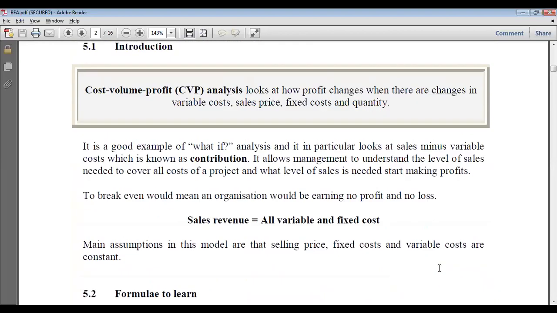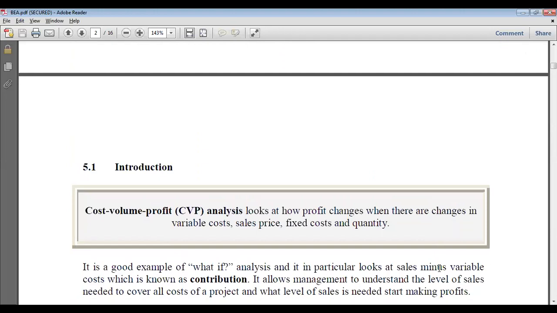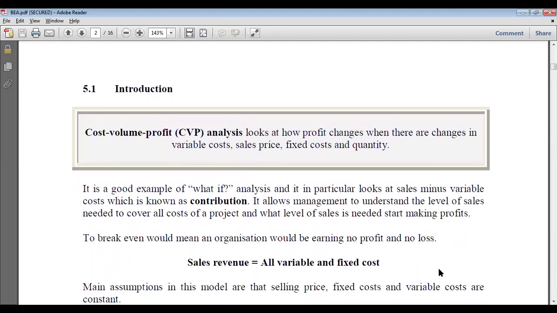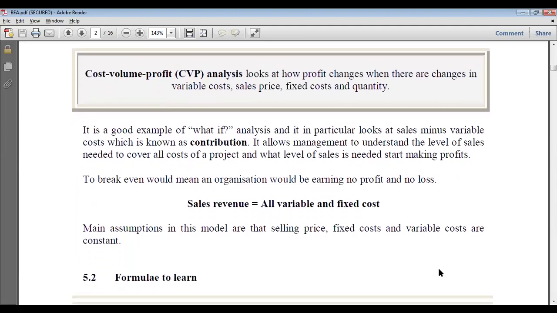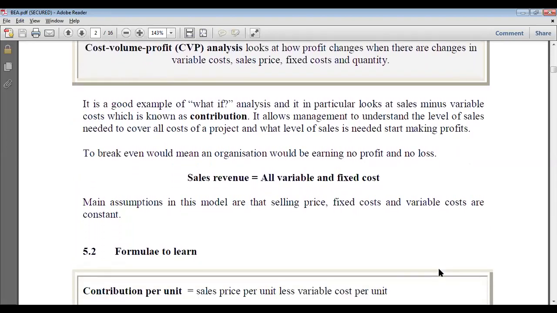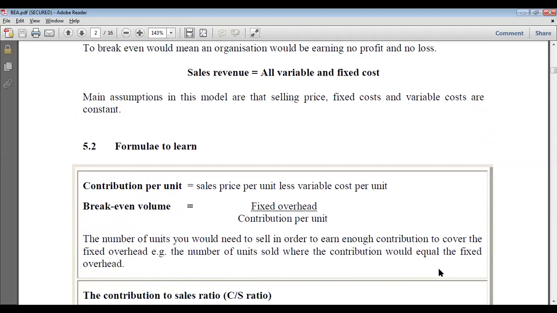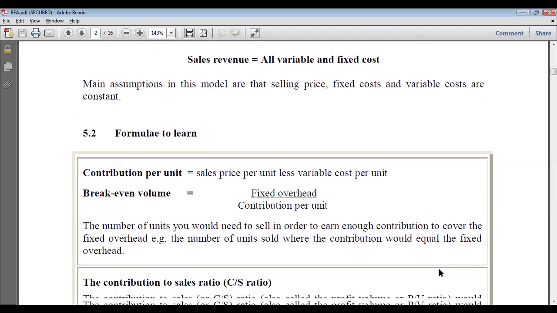So this is where we started from. This is introductory, on what is the break even point. And before starting break even point, we must know what sales revenue is. Sales revenue means all variable and fixed cost. That means sales revenue is the money that is generated at the end of the day. That is called sales revenue.